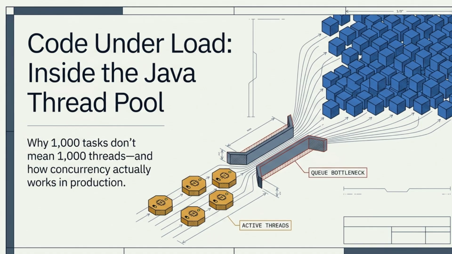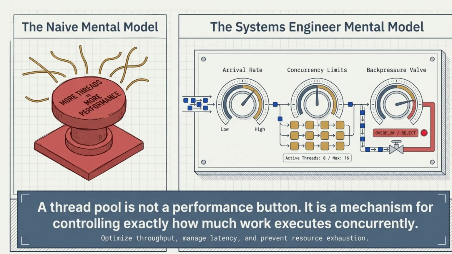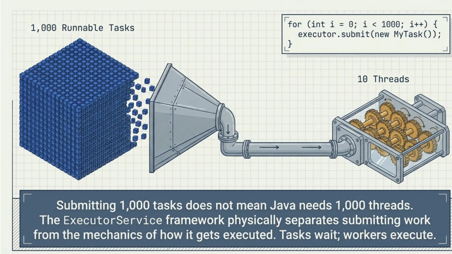Yeah. So, okay, let's unpack this, because if a thread pool isn't just a performance button or a magic box that creates threads on demand to go faster, what actually is the mechanism here? Well, at its core, a thread pool is a mechanism for controlling how much work executes concurrently. Like a control valve. Exactly like a control valve. And we really have to establish this fundamental distinction right away. Okay, lay it on us. If you submit 1,000 tasks to a pool that has, say, 10 workers, that does not mean Java needs or even wants to create 1,000 threads.